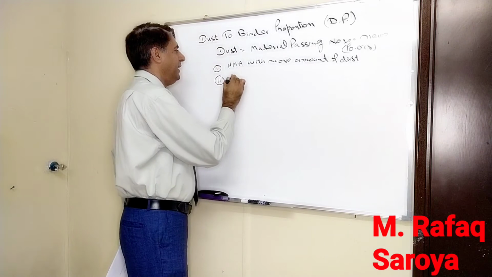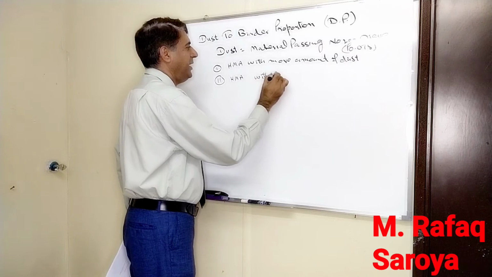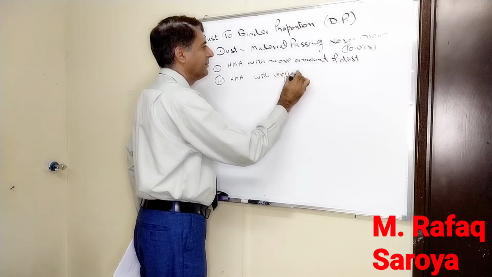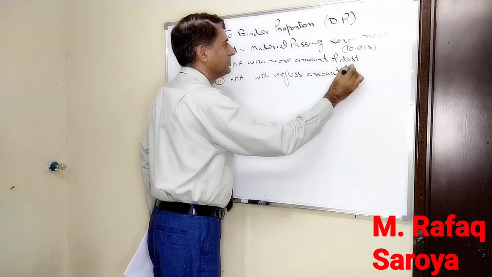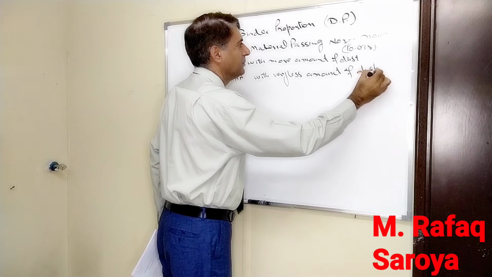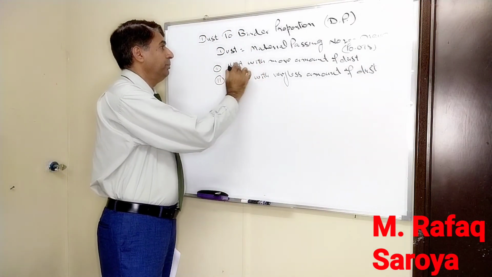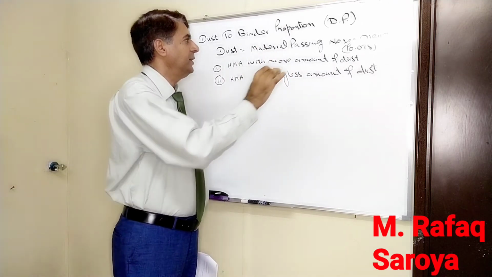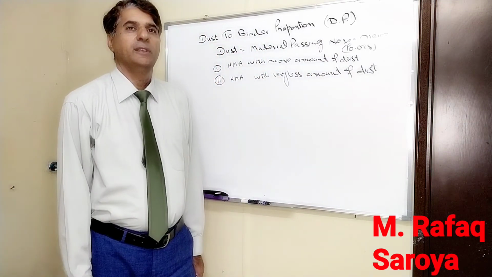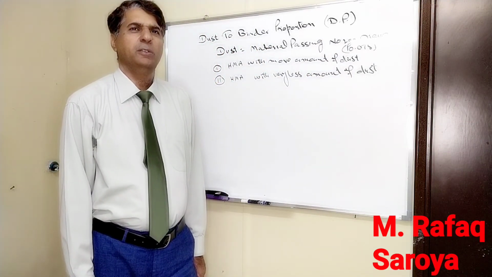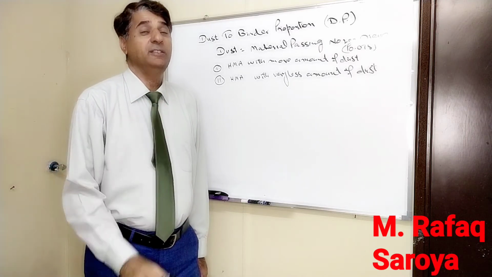We have HMA with very less amount of dust. Please mark my word. I am going both at the extreme. Here I have the more amount, here I have the less amount. Naturally, if some limit is exceeded, there will be some effect.